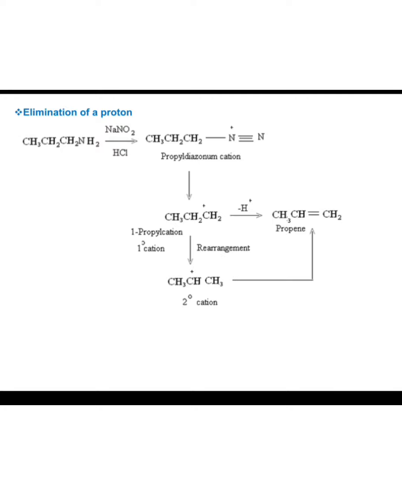Also, this propyl cation is a primary carbocation. Hence, it undergoes rearrangement reaction to form a stable secondary carbocation. That is, one hydrogen from the second carbon is rearranged to the carbon bearing plus charge and it gives a secondary carbocation. Also, this secondary carbocation removes a proton to form propene.